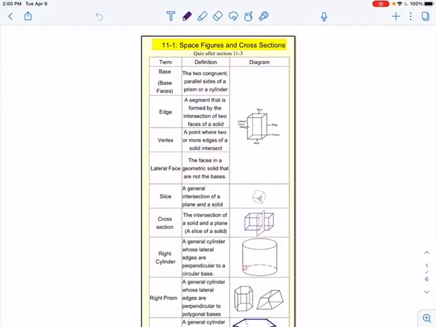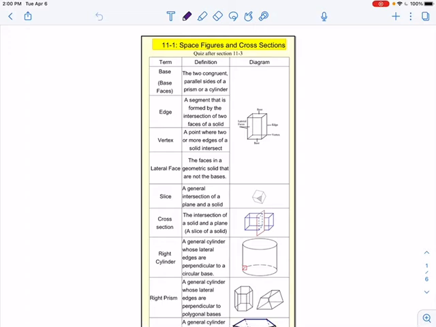Okay, today we're going to start chapter 11, and we're only going to do 3 sections from chapter 11. And 11.1 is called Space Figures and Cross Sections, and we're going to have a quiz after 11.3. Again, you might want to pause this video at one point on this first slide so that you can copy over all these definitions. I'm just going to read them to you quickly.